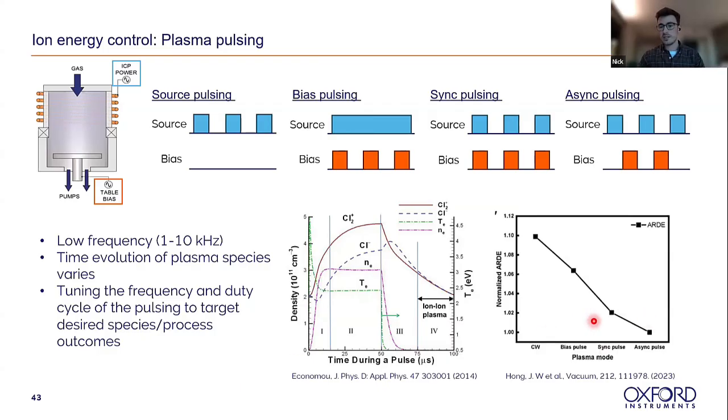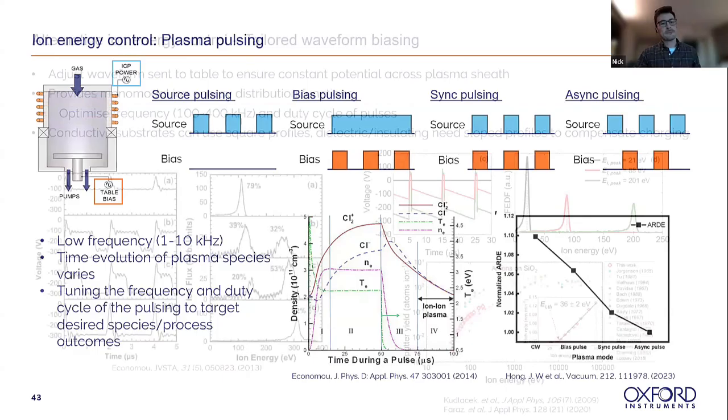People have demonstrated that it can be quite an interesting way to get around aspect ratio dependent etching, or ARDE. Typically, if you have very high aspect ratio structures and low aspect ratio structures next to each other on a sample, you'll see a much higher etch rate in the low aspect ratio compared to the high aspect ratio. And this pulse processing can be a way to mitigate that.